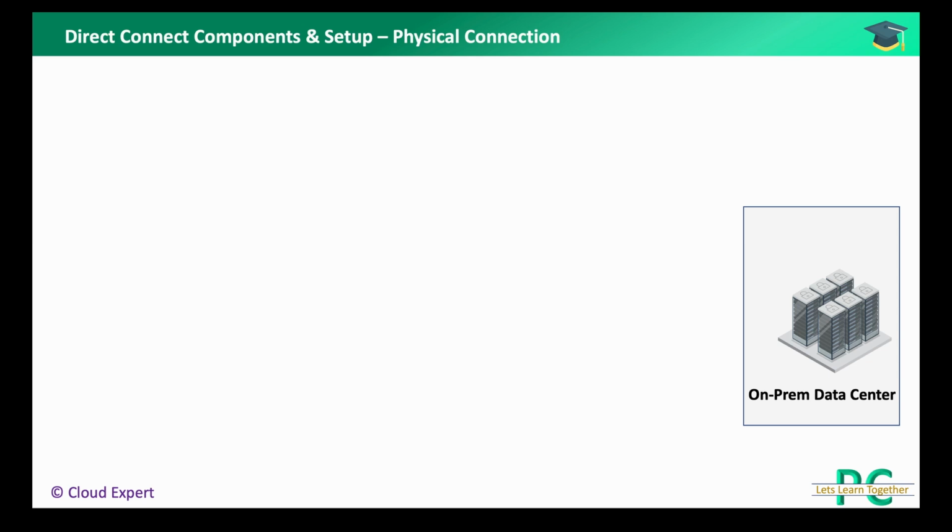We'll see both the aspects in detail. Let's say you have your on-prem data center in some geography. What you have to do? First, you need to set up a router. One point to be remembered here, the router should be BGP enabled. After that, what you will do?